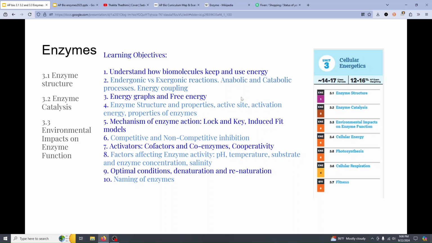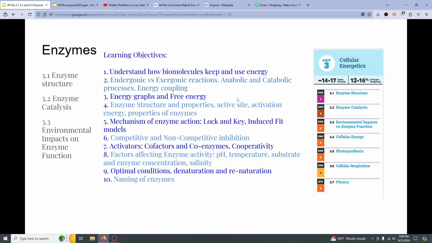After that, we look at the mechanisms of enzyme action. There are two main theories or models for enzyme action: the lock and key model and the induced fit model. Then we look at competitive and non-competitive inhibition, how enzymes are inhibited, and then how enzymes are activated, so cofactors and coenzymes and cooperativity. Then we look at the environmental factors that affect enzyme activity. That includes pH, temperature, substrate concentration, enzyme concentration, and salinity.